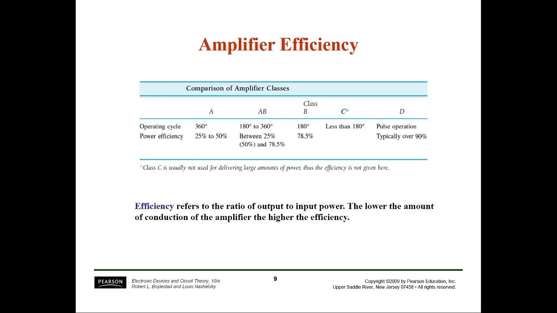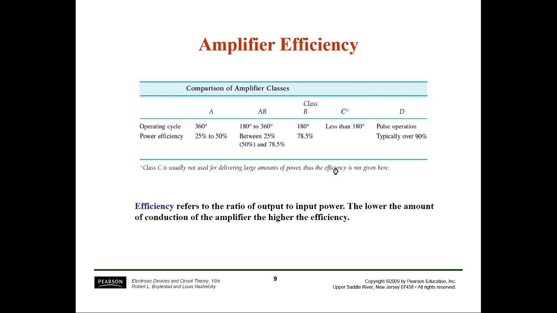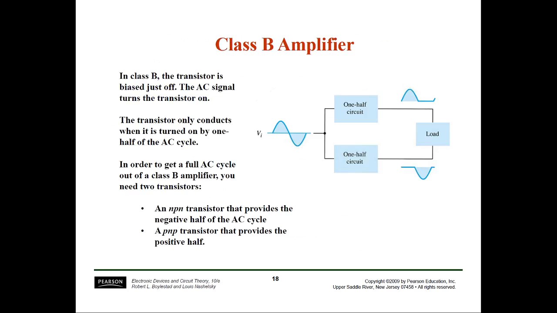So the cutoff region is this one. If I maintain the Q point at this place, only a 180 degree waveform will be conducted by one transistor. So to get the 360 degree conduction, we are using two transistors. If we require a full conduction, one transistor will conduct half cycle and the second transistor will conduct the other half cycle.